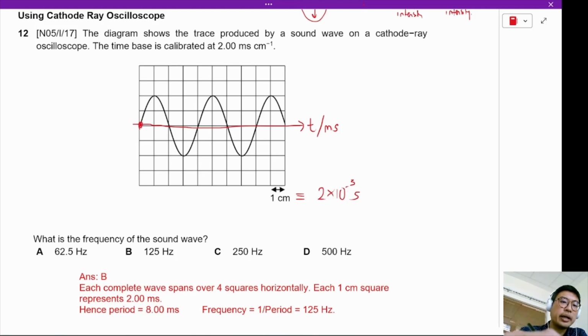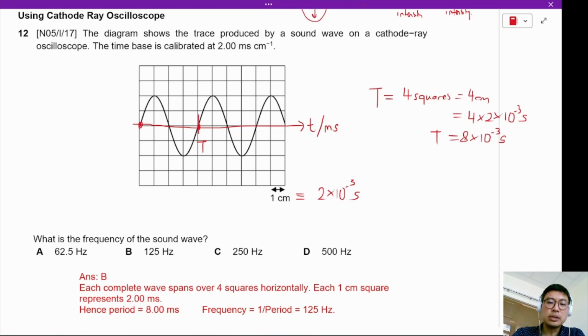What is the frequency of the sound wave? Now let's take a look here. This period is over here. So the period is 4 squares, which means it is 4 cm, which means that the period will be 4 times 2 times 10 to the minus 3 seconds. So the period T is 8 milliseconds, 8 times 10 to the minus 3 seconds. So the frequency of the wave will be 1 over 8 times 10 to the power of minus 3, which will be 125 hertz. And that's how to read a cathode ray oscilloscope.